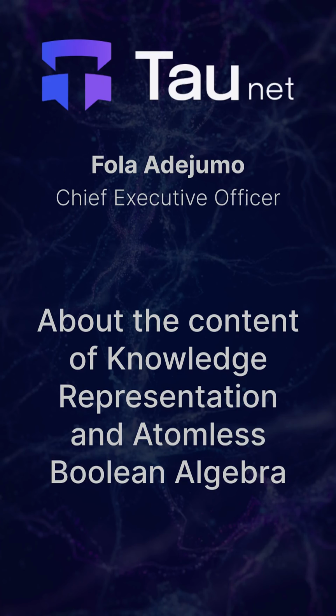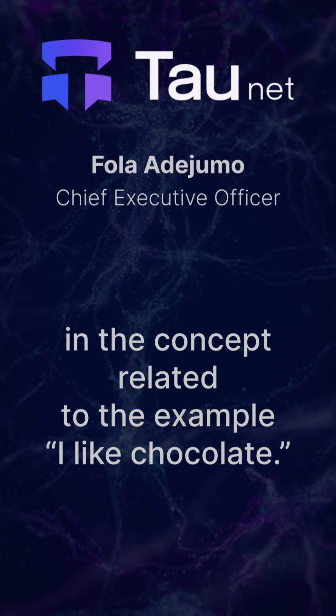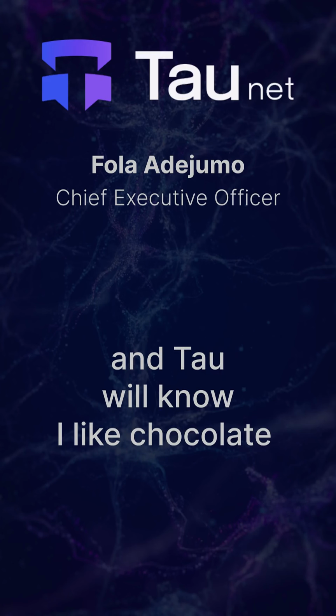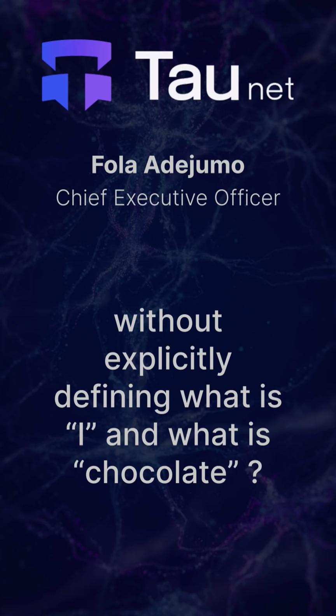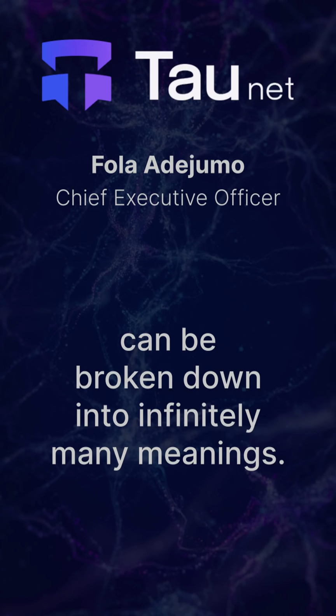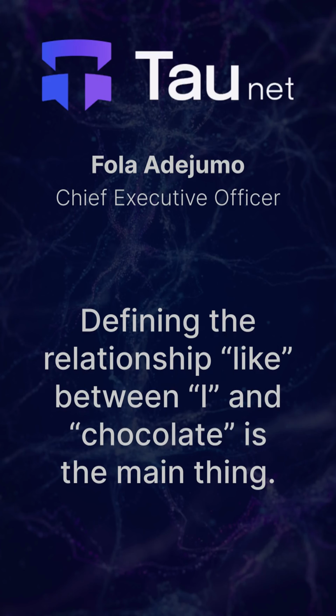About the context of knowledge representation and atomless Boolean algebra, in the example, I like chocolate. Do we just need to define the relationship between the two, and Tau will know I like chocolate, without explicitly defining what is I and what is chocolate? The meaning of I and also chocolate can be broken down into infinitely many meanings. Defining the relationship between I and chocolate is the main thing.